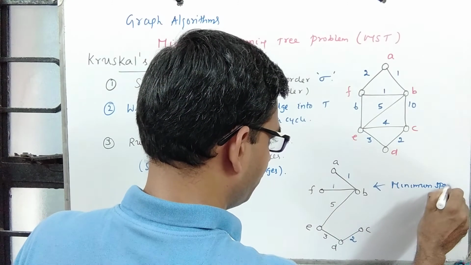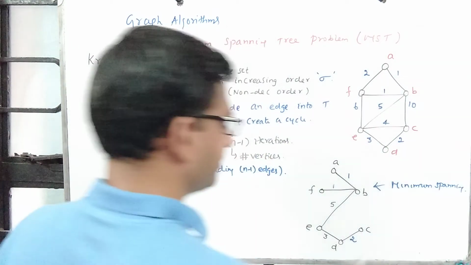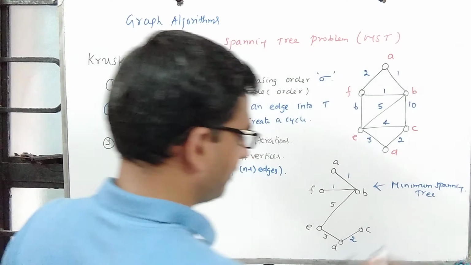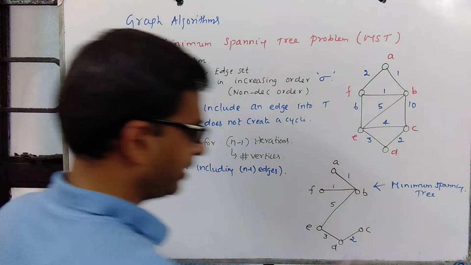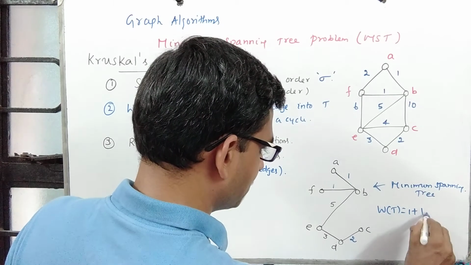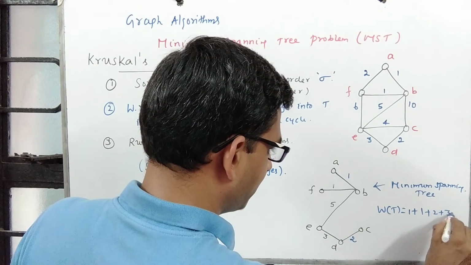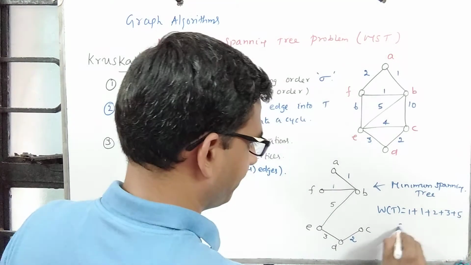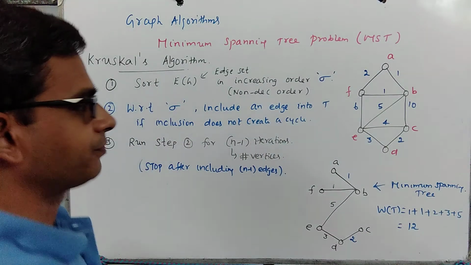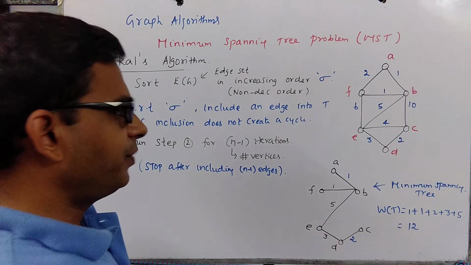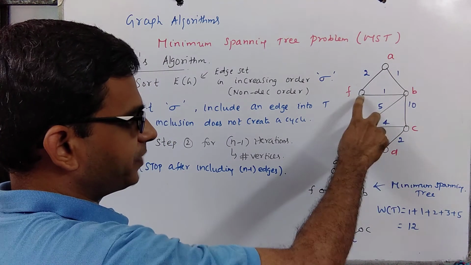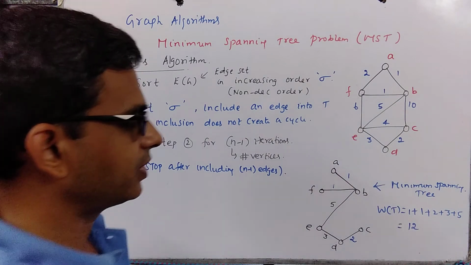It requires a proof, but the algorithm claims that when you stop the algorithm, what you have is a minimum spanning tree, and the weight of this tree is 1 plus 1 plus 2 plus 3 plus 5. Okay. And we may find other spanning trees also. For example, this one is also a spanning tree, but whose weight is more than this.